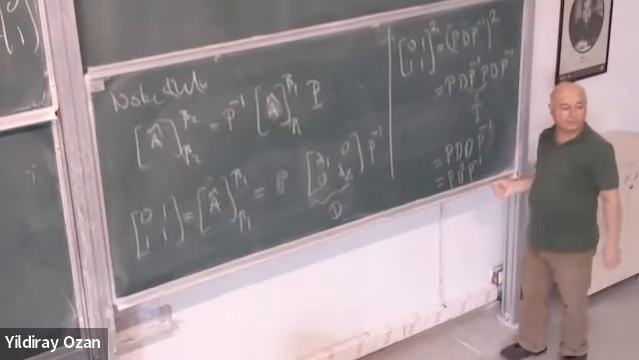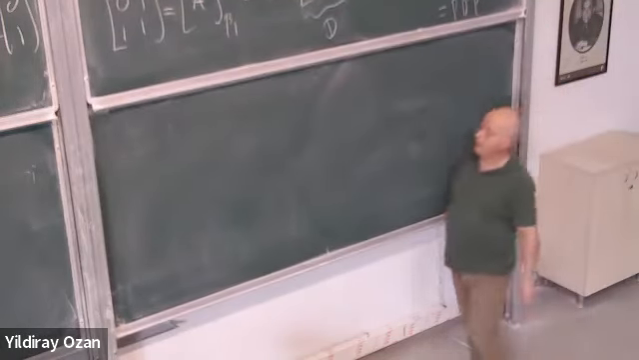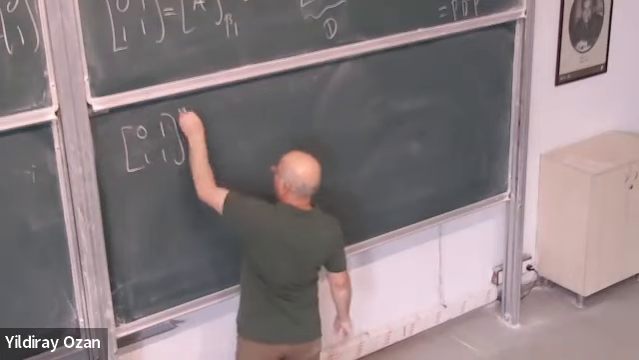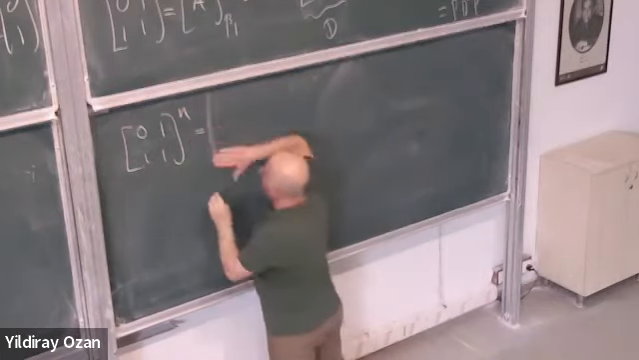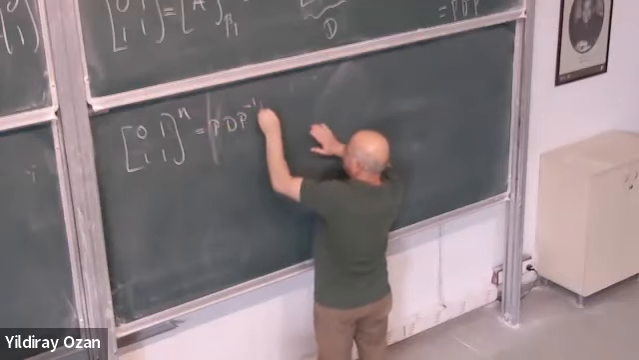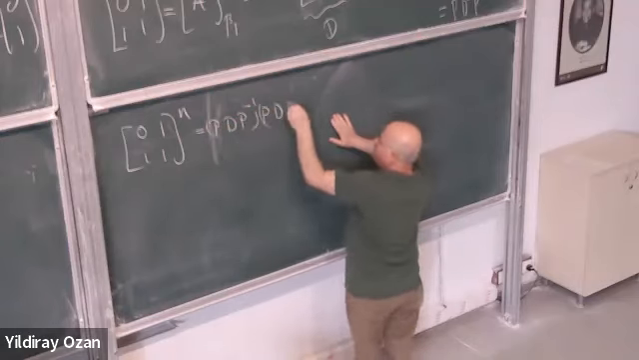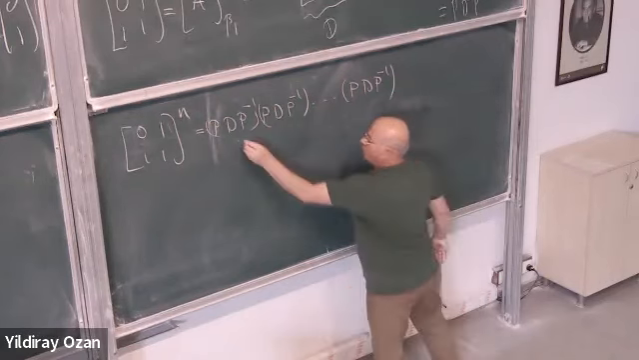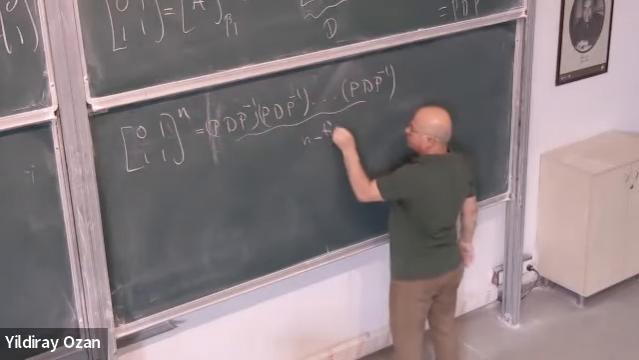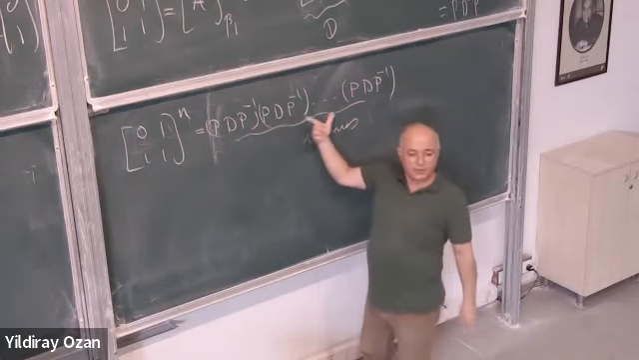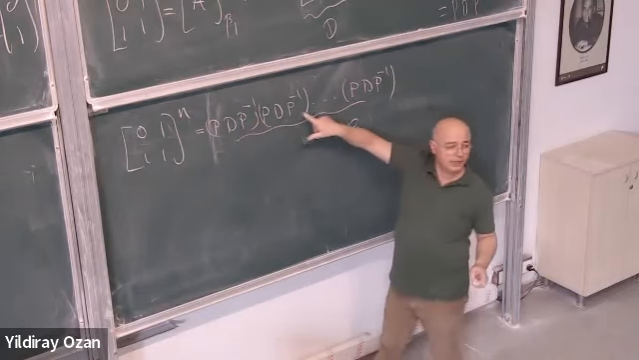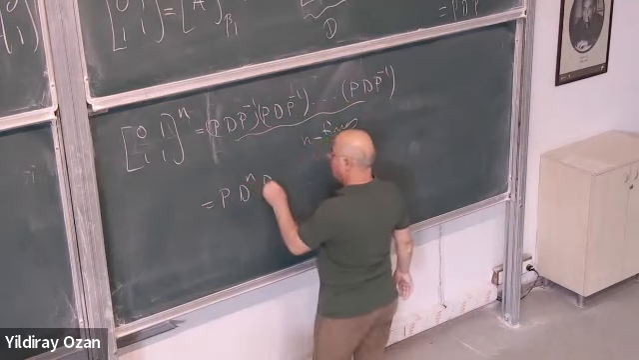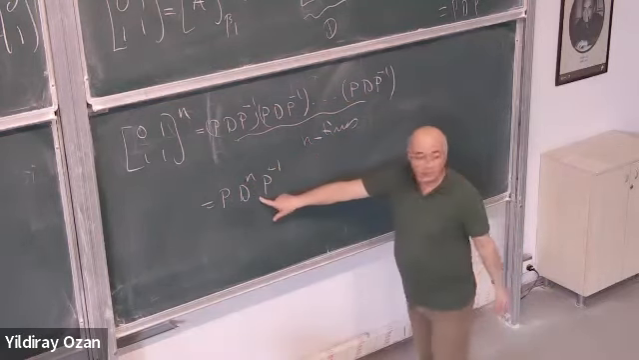Okay. I can play this game as many times as I want, and I obtain that the matrix 0, 1, 1, 1 to the power of n will be just P D P inverse, P D P inverse, up to P D P inverse, and the P and P inverses will cancel each other. I will just have D times D times D, D n times, so we get P D to the power n P inverse. What is D to the power n?